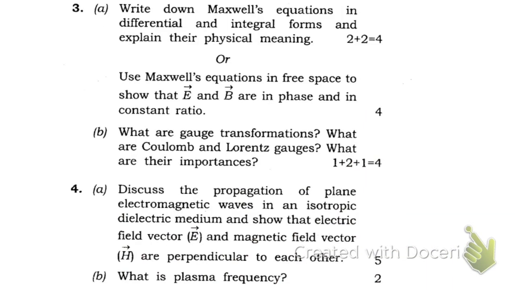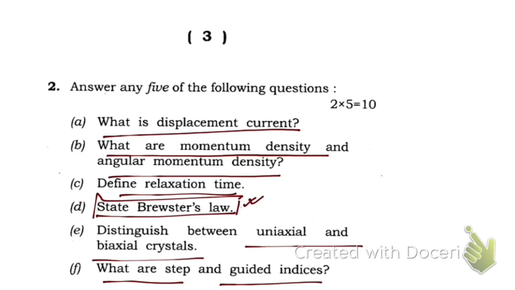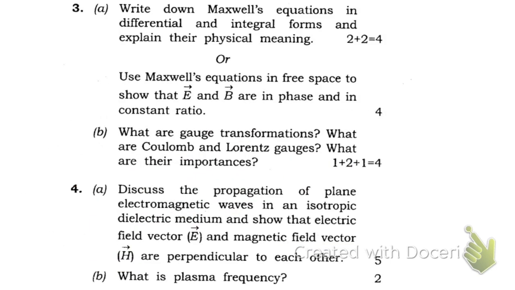Here you see, let me check, 2023, Lorentz gauge, Coulomb gauge. Here you see, what are the gauge transformation, what are Coulomb gauge and Lorentz gauges. Okay, if you know the difference, then obviously you can write what are the Coulomb gauge and Lorentz gauges. Okay, that's how you have to study.